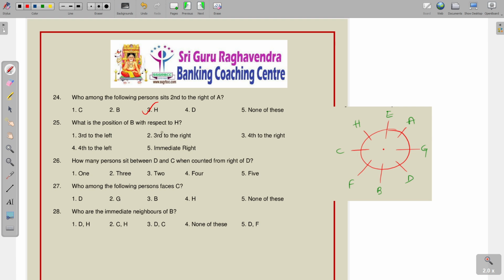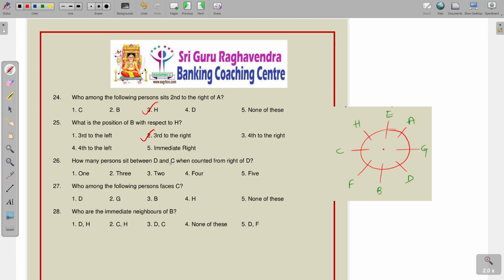What is the position of B with respect to H? So H here and B here. So from H, what is the position of B? 1, 2, 3. Third to the right. From H, B is the third to the right of H.